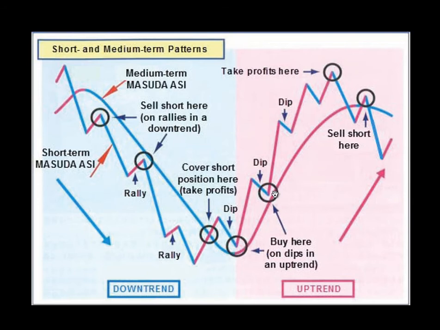Alternatively, if we had bought at this dip, the time to sell would be when we ride it up while it's pink, and then sell when the short-term Masuda Ashi real body line turns blue. Now that's okay. I mean, we could capture at least this amount of profit, which is better than nothing, also better than making a loss.